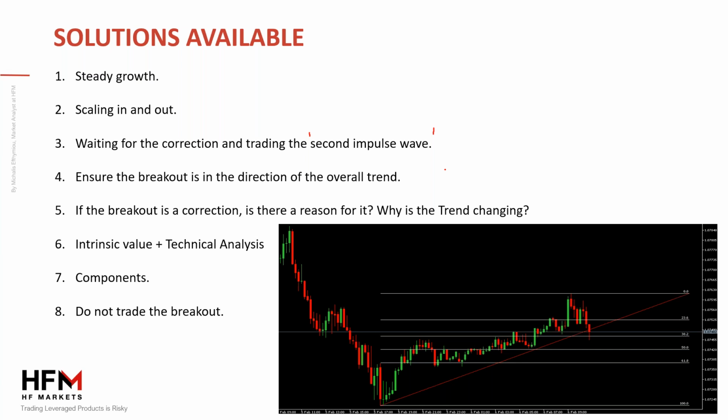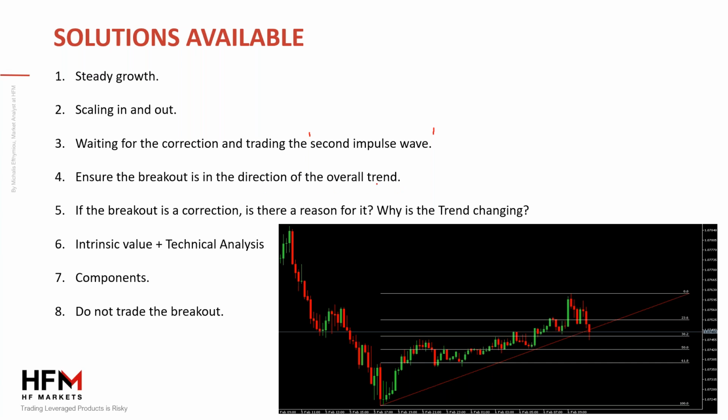So you're trading the second impulse wave. So you know there's not a false breakout. You know there's a trend forming in that direction. And you also know there's less possibility of you being at the end of the trend. Why? Because it's only the second impulse wave. It's not the third, it's not the fourth, and it's not the fifth.